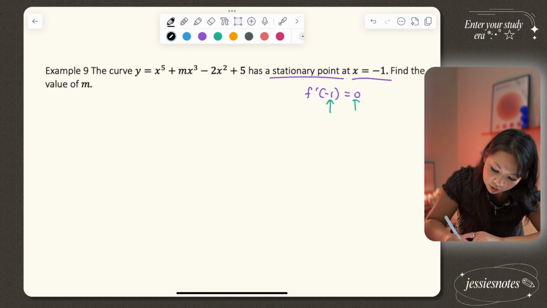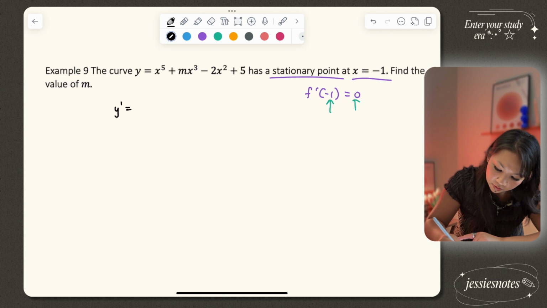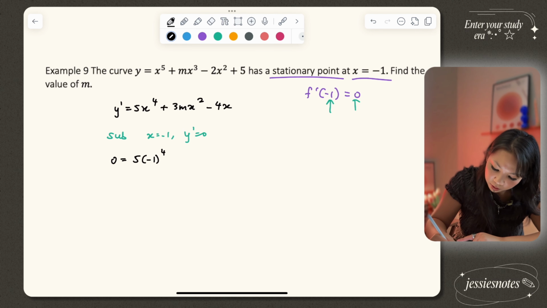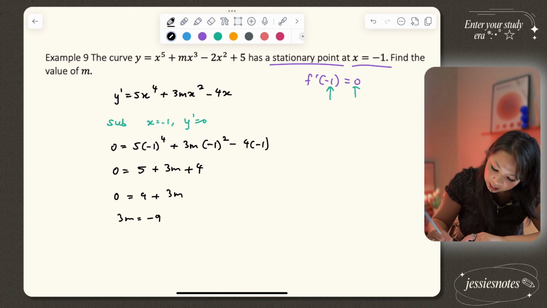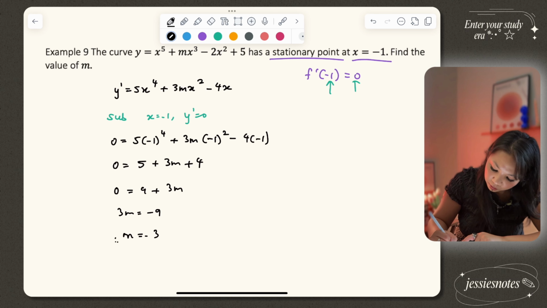Perfect. So what I'm going to do is find the derivative of this guy: 5x to the 4 plus 3mx squared minus 4x. And then we're going to substitute x equals negative 1, y dash is 0. So we get 0 equals 5 times negative 1 to the 4 plus 3m times negative 1 squared minus 4 times negative 1. So this becomes positive 5 plus 3m plus 4, which gets 9 plus 3m. 3m equals negative 9, or m equals negative 3.